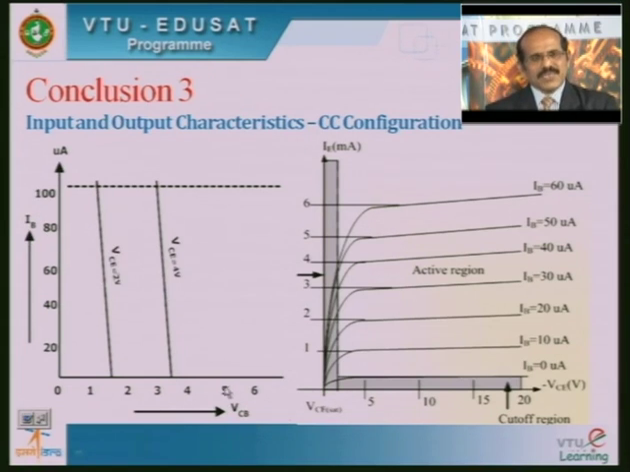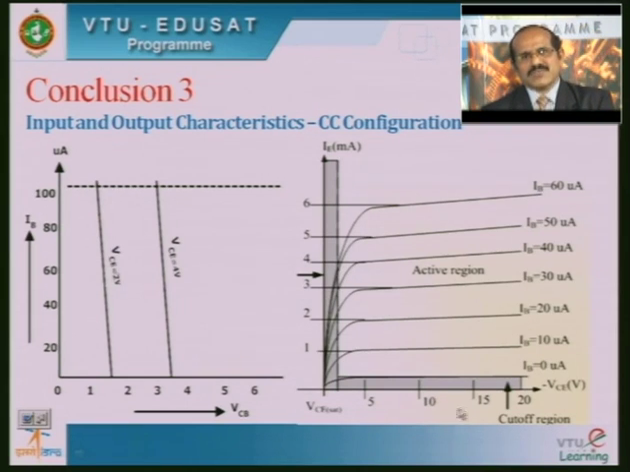So what you can note from this is that the input characteristics of the CC configuration are totally different from those of either the CB, common base, or common emitter configuration. And another point you can note is that whenever VCB increases, VBE decreases, and a decrease in VBE will cause the base current to decrease. Therefore, we get this type of characteristics, and it can be noted from the output characteristics we discussed.